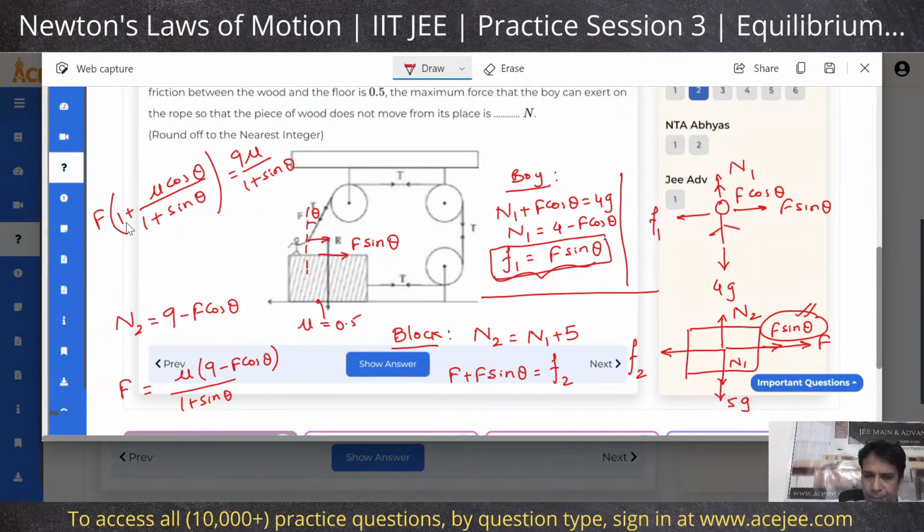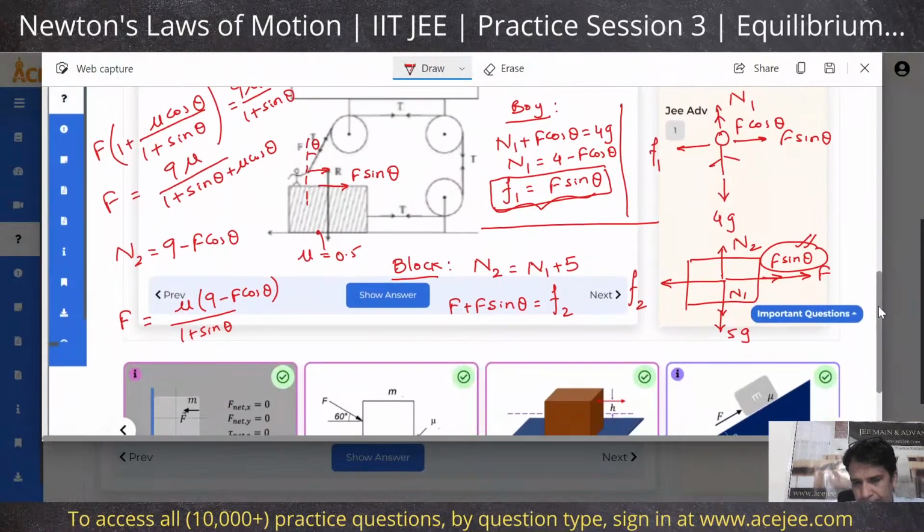It is like this. Okay, beta? So what do we have? So force will be 9 mu divided by 1 plus sine theta plus mu cos theta. Is that right? Yes, sir. Okay. So let's quickly figure out for what value of theta would this be maximum.